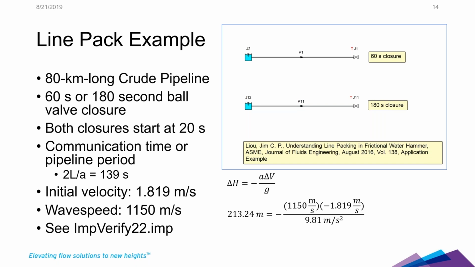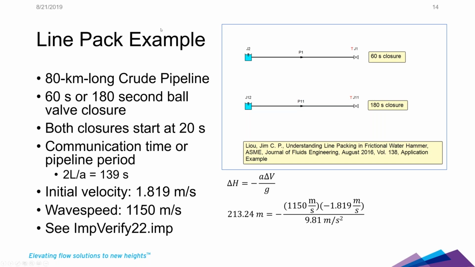So you would think the 180-second ball valve closure might not exhibit a rapid event. We'll talk a little bit more about that later, but anything that's longer than your pipeline period can be considered a quote unquote slow event. But we'll see why this might not be the case when we look at the next slide. And then once again, I calculate the Joukowsky head rise. It's calculated to be 213.24 meters. We have our wave speed, our velocity change.